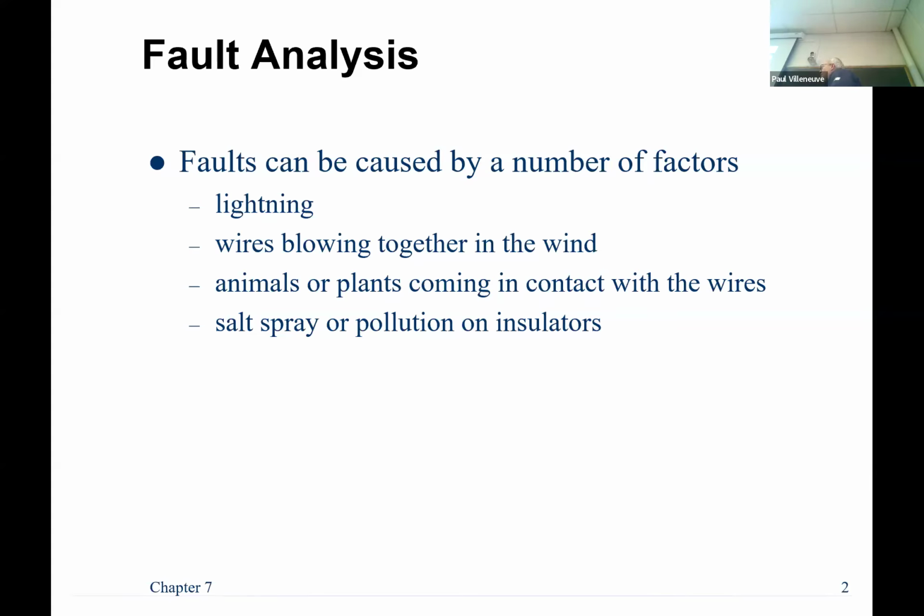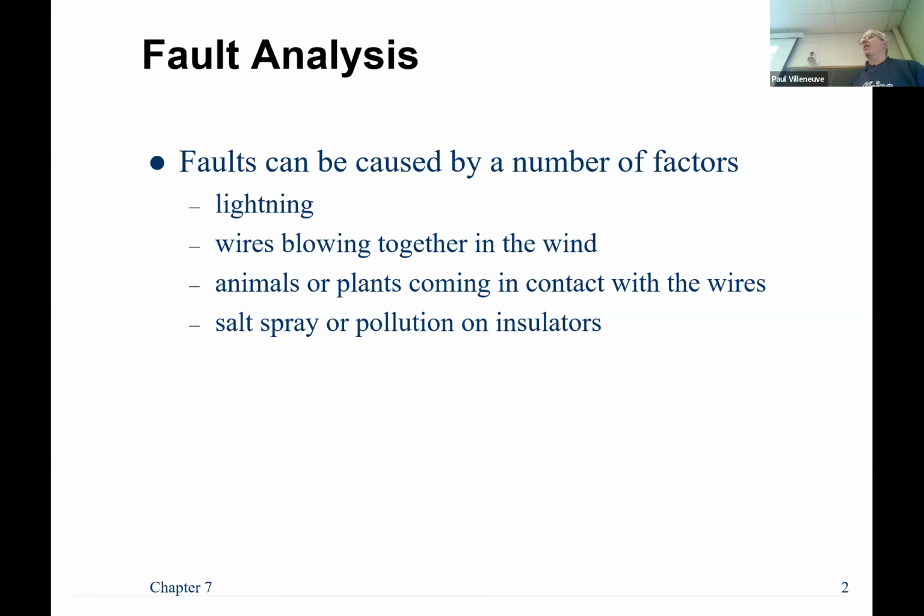Last one, salt spray or pollution on insulators, way less common. Obviously more common on the coast, but they can happen here. One of the ones that you can see a little bit in Maine is ice, right? If you have a lot of ice buildup, you can actually get some problems there. But generally speaking, the lines are designed with some built-in safety factors, so that's not an issue. But it's going to happen.